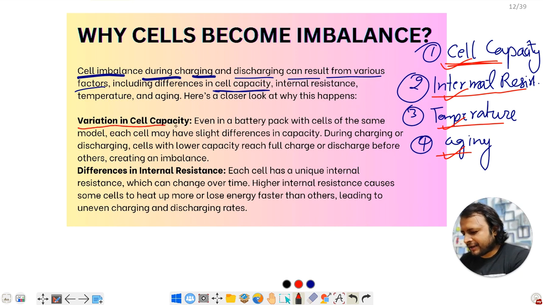What will happen in variation? पहले हम imbalance का रीजन जान लेते हैं, फिर उसको बैलेंस करना सीख लेते हैं. दोनों जो मेथड है हमारे पॉपुलर है. Even in a battery pack with the cell of the same model, each cell may have slight differences. ये बहुत इंपॉर्टेंट है. एक ही मॉडल का हम ले आएंगे बट थोड़ा थोड़ा डिफरेंस हो सकता है इन कैपेसिटी. हो सकता है आगे जब टेक्नोलॉजी और अच्छी होगी, बहुत इंप्रूव होगा, तो इस रीजन में भी.